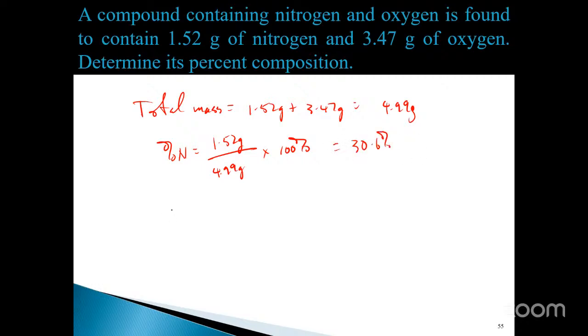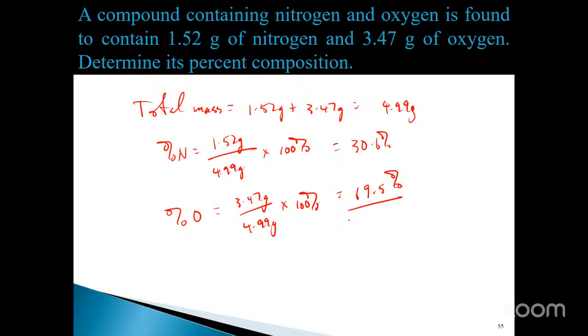And then you do the same calculation, but this time for the oxygen, which would be 3.47 grams, divided by 4.99 grams, times 100%. So 3.47 divided by 4.99 times 100. And in this case, you're going to get 69.5%. And that's it. And again, you check to make sure that they add up to 100.